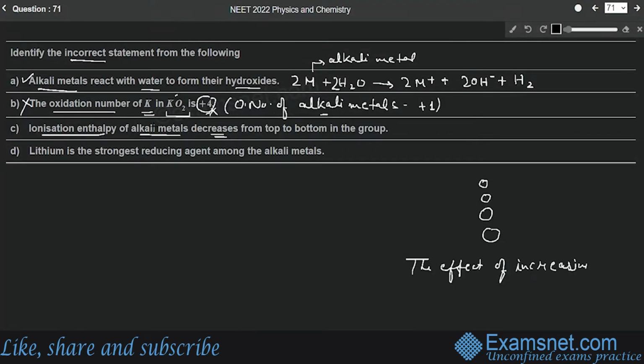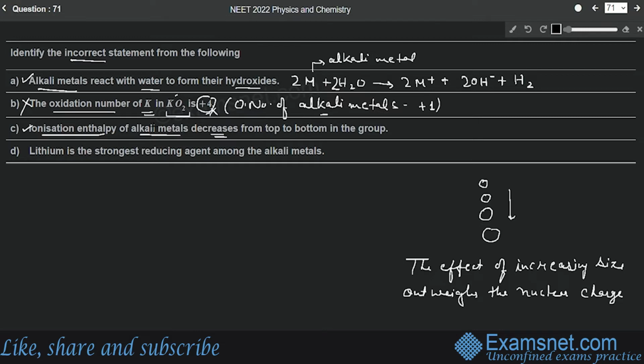Okay, increasing size outweighs the nuclear charge. Okay, so what happens? The nuclear pull will be reduced, so the outermost electrons will be well shielded or screened from the effect of nuclear charge. Okay, so it will be easy to remove the electrons. That means the ionization enthalpy will go on decreasing as we move down the group. Got it? So statement C is also a correct statement.